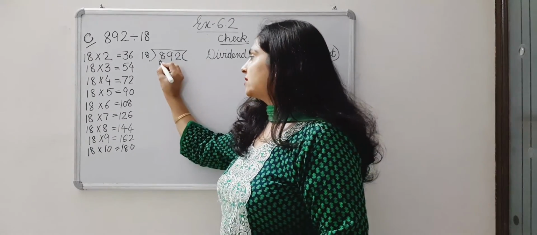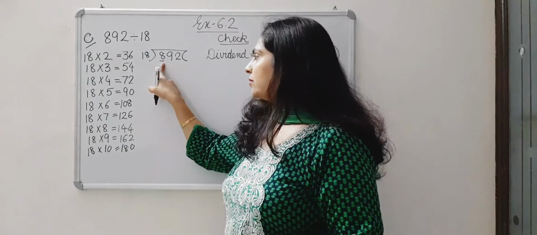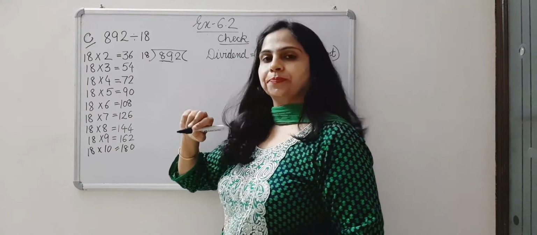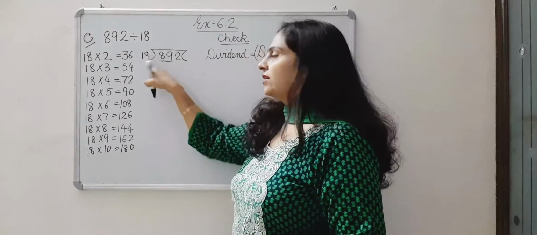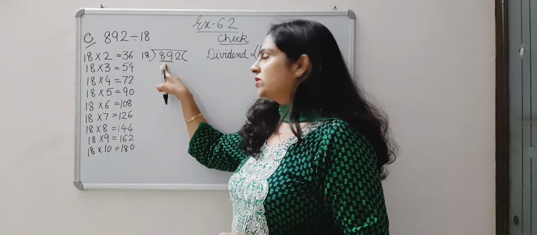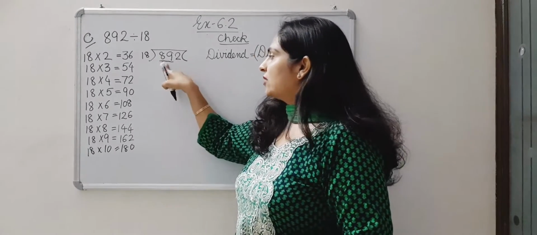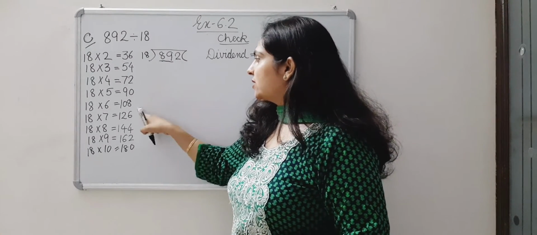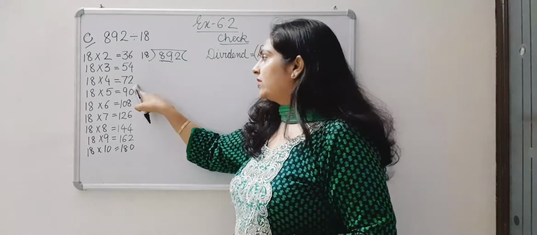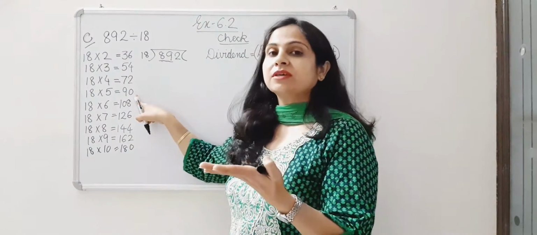Now let's take the 100's digit first. 8. Can we divide 8 by 18? No. So we have to take 2 digits. Clear? Now we can divide 89 by 18. Now as I told you earlier, we have to take the number from the table which is nearer to 89. So nearer to 89 is 72 and 90. We cannot take the number which is greater. We can take only the numbers which are smaller.